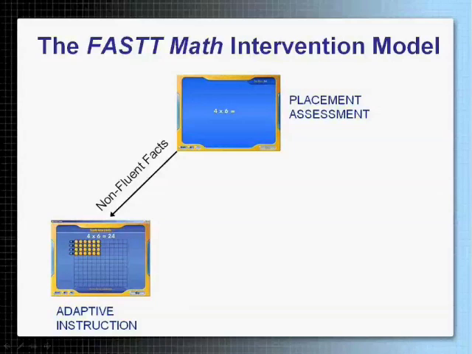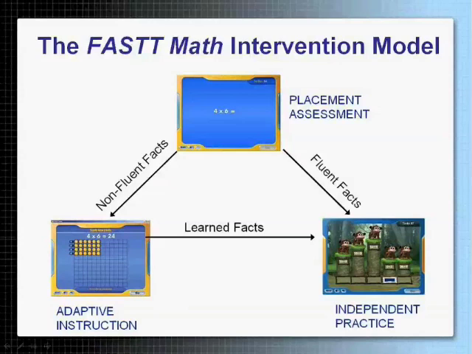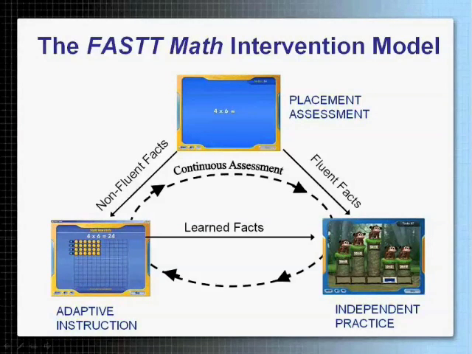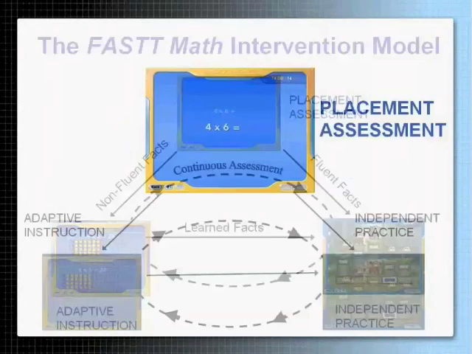So those non-fluent facts are going to be in adaptive instruction, and then the fluent facts, as well as the facts that the students have learned already, those are going to be targeted for independent practice. And that's where students are going to participate in a game like Atmosphere to really gain that speed. They've shown that they have the accuracy. Now we're going to work on their speed through games. Throughout the whole program, we're continuously assessing students to see how they're doing within the program.